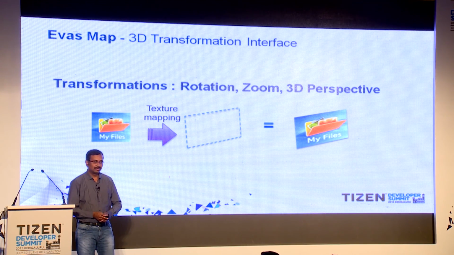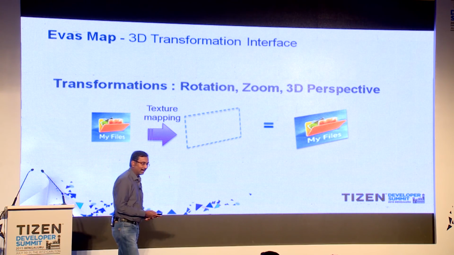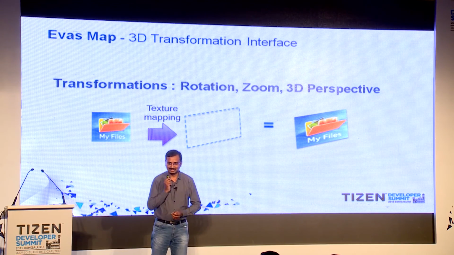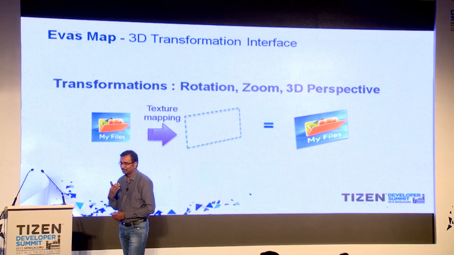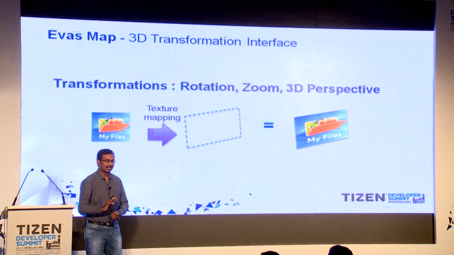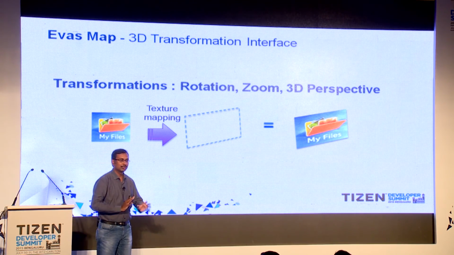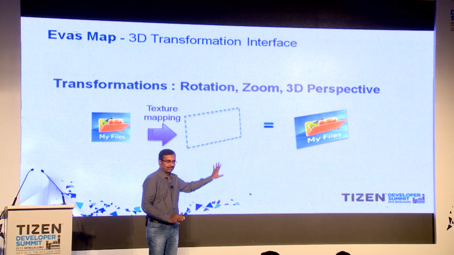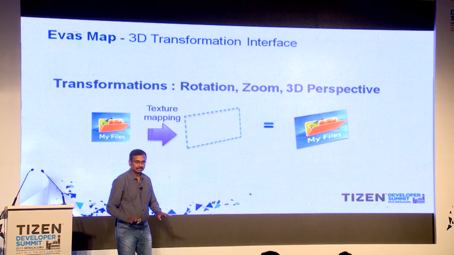Let's look into some of the advanced features of Evas. Evas map provides 3D transformation. What is the speciality about 3D transformation as part of a UI framework? This is possible even on top of software, irrespective of the engine you are choosing, whether it's a software engine or GL engine. Your functionality is intact, it's available.